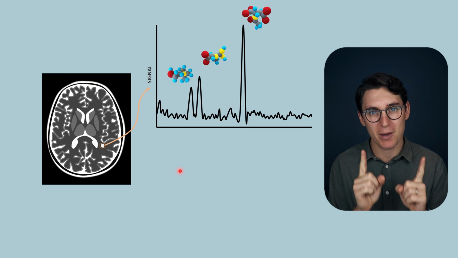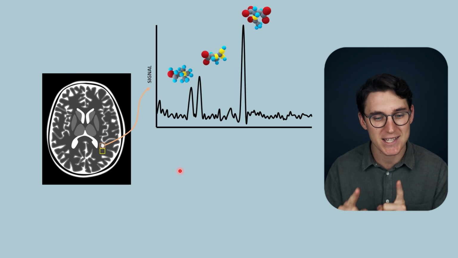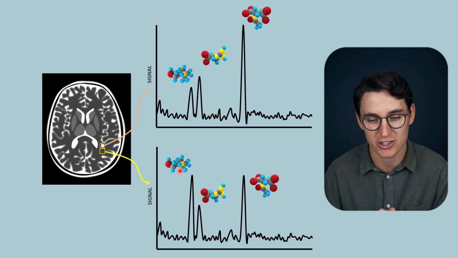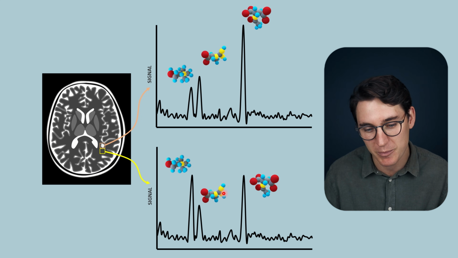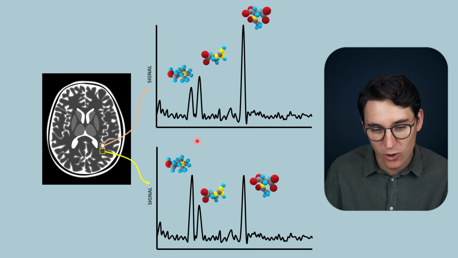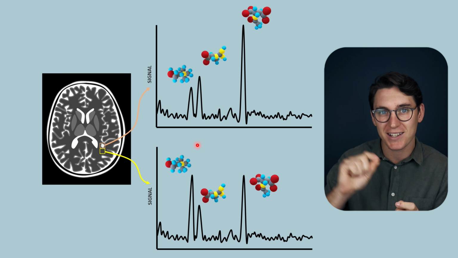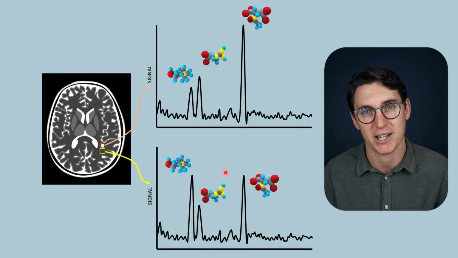If we perform an MRS sequence for this location and then repeat that sequence for a separate location, we can compare the spectra between those two locations and see how the concentrations or the signal differences between the metabolites change between these two locations. And that's how we go about analyzing MR spectroscopy images, and we make clinical inferences from these spectrums here, from the changes in metabolites.